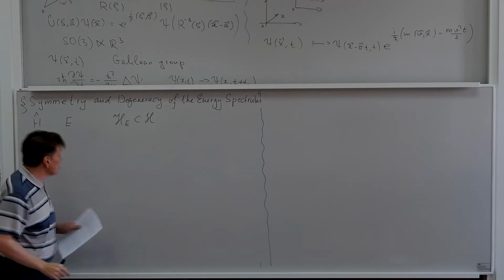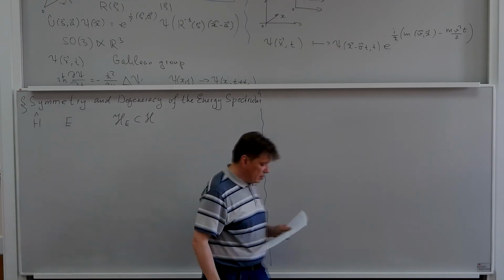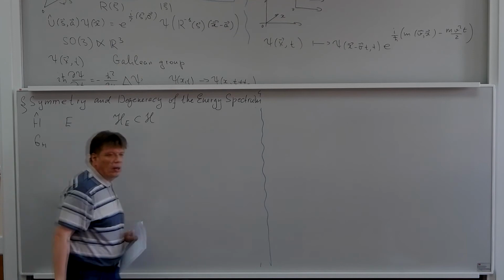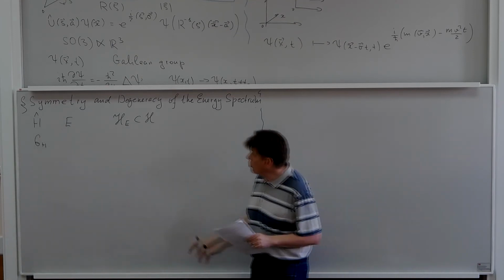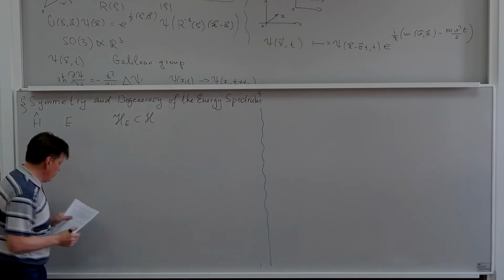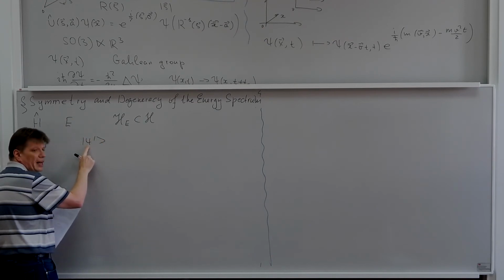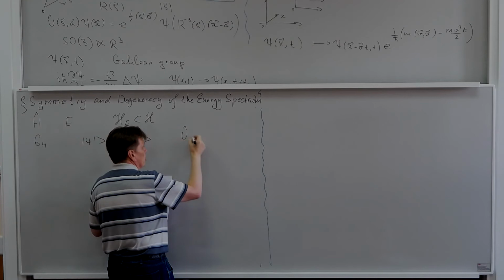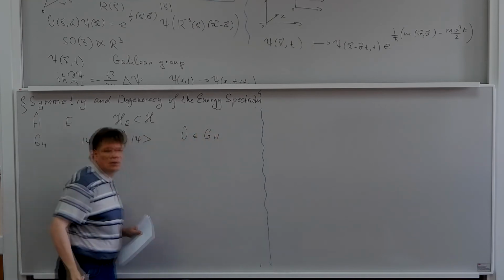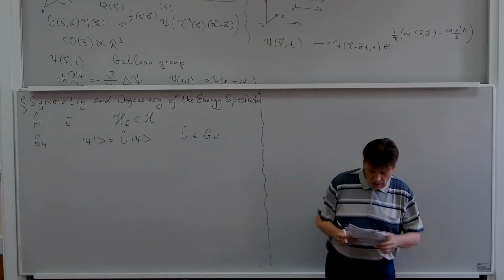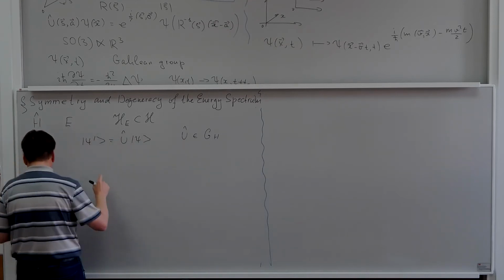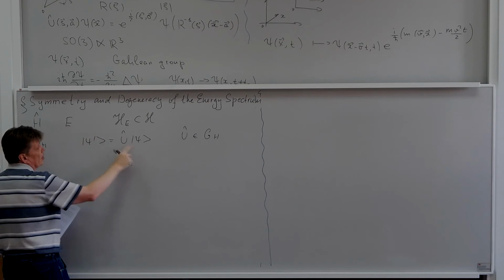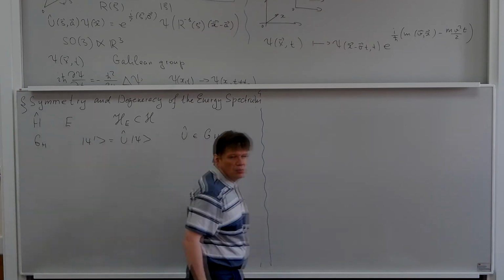Now I claim that this eigensubspace H_E is invariant under the unitary transformations induced by the symmetry group of the Hamiltonian H. To show the invariance of this subspace, we simply define the transformed state psi prime as U acting on psi, where operator U is a symmetry transformation from the symmetry group G_H, and then deduce that if psi had the energy E, then so does the transformed state psi prime.